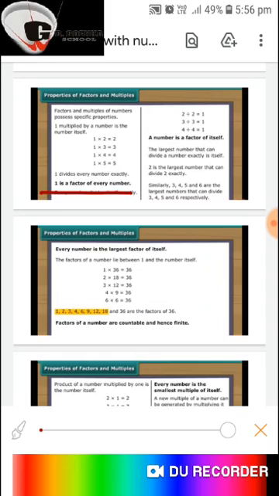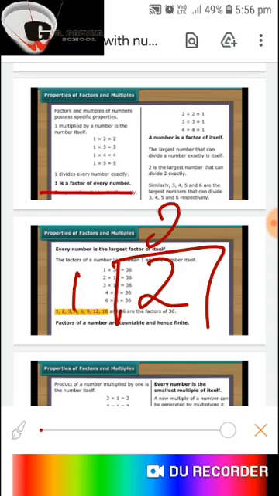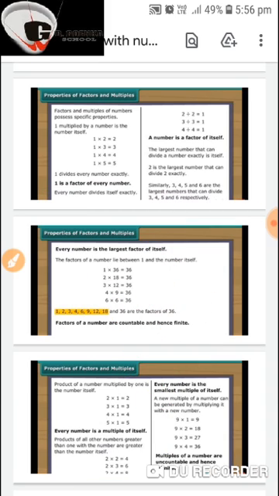That is, when I divide a number by 1, the remainder is going to be 0. For example, if I have the number 2 and I divide it by 1, 1 twos are 2, and we are left with the remainder 0. Similarly, if you look at other numbers and divide them by 1, you will see that the remainder is going to be 0. So we can say that 1 is a factor of every number.